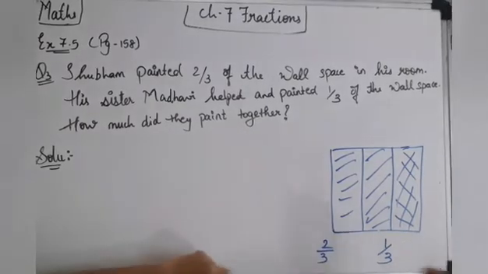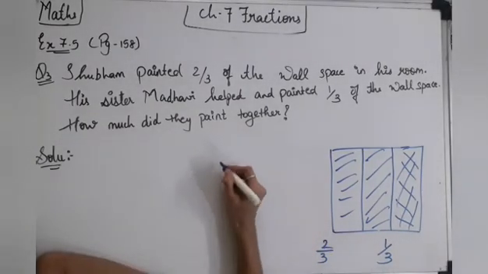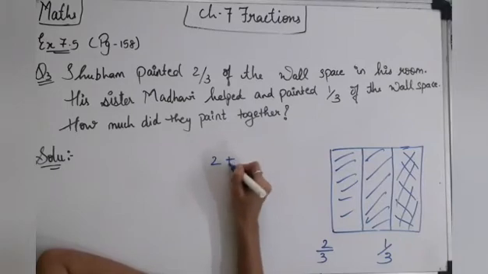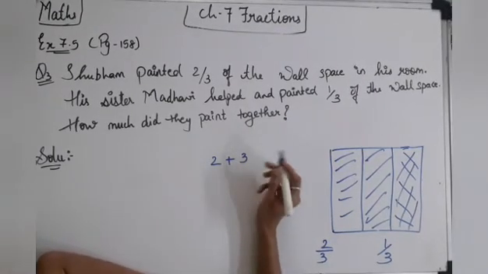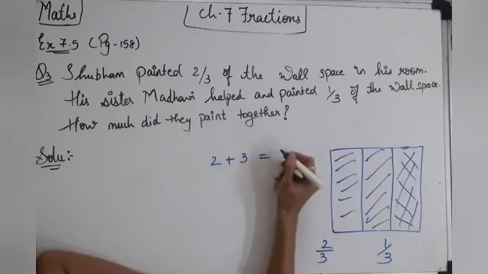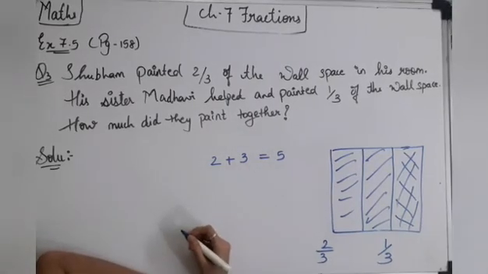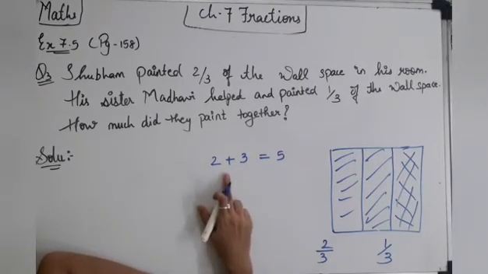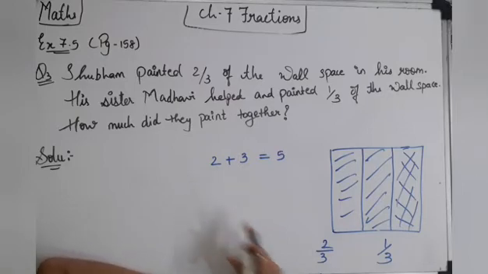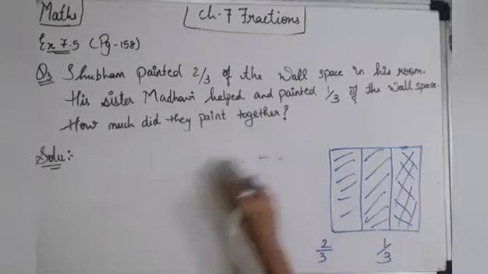What they are trying to say is, for example, if I say I have eaten 2 chocolates and my brother has eaten 3 chocolates, together how many chocolates have we eaten? We have eaten 5 chocolates. Meaning if we want to find the total of something, we add, right? So in this also we are going to do the same.